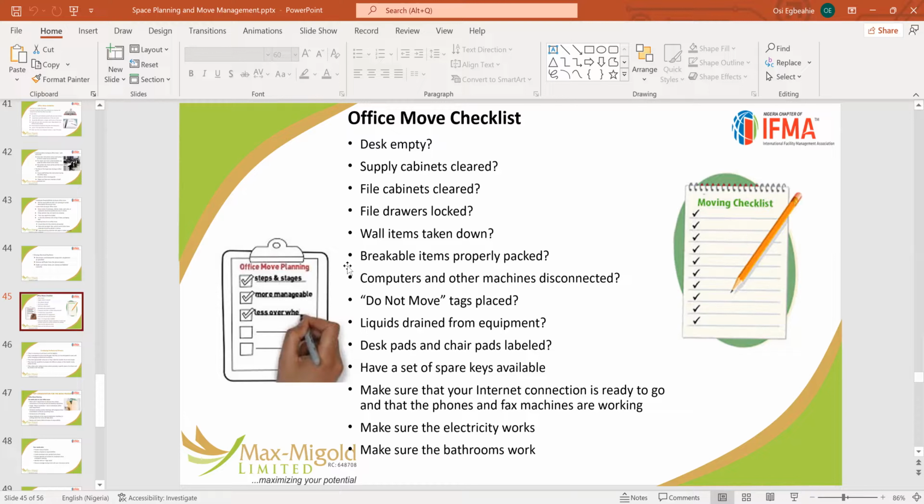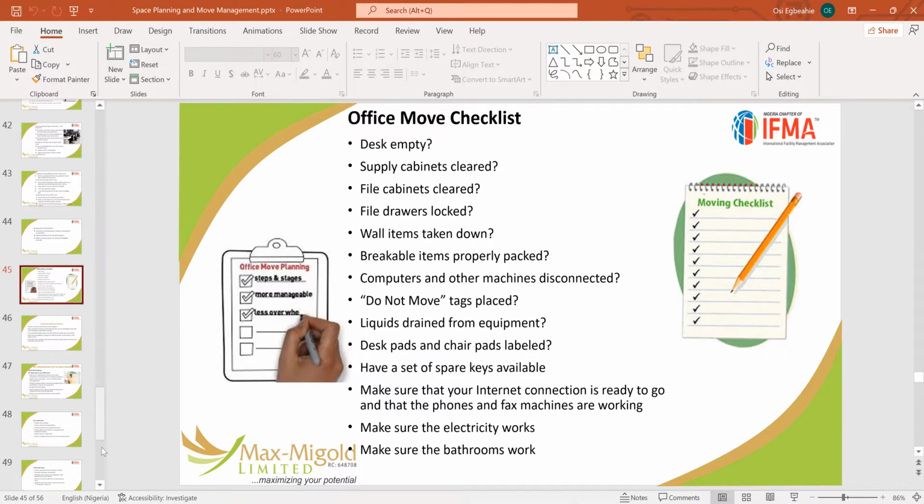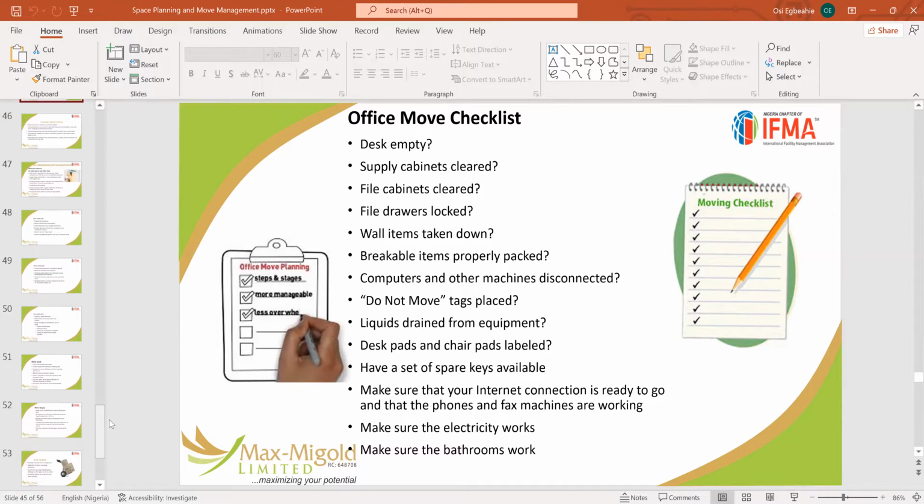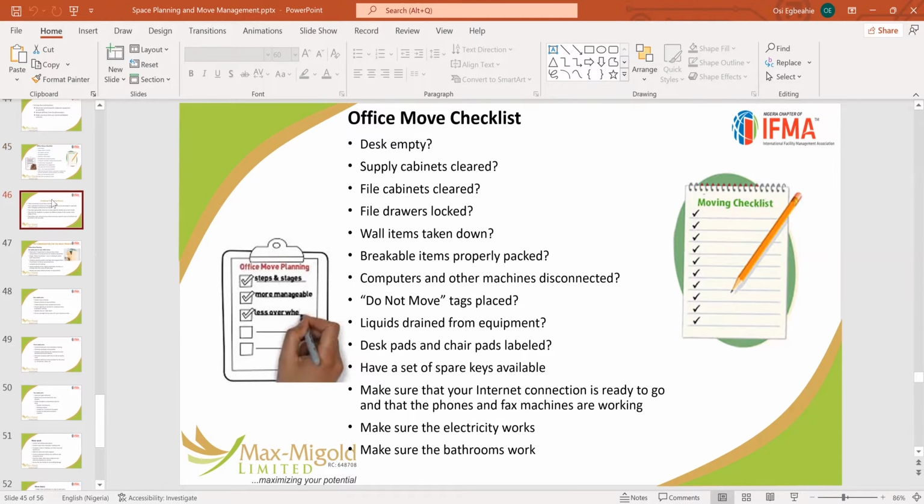Do not move tag. Where you have items that you don't want to be moved, you just put a tag there to ensure that nobody moves those items. Desk pads, chairs, etc. This is just a checklist that can help you. You already have the slides. You can use that for your use. It depends on the kind of move that you are doing.